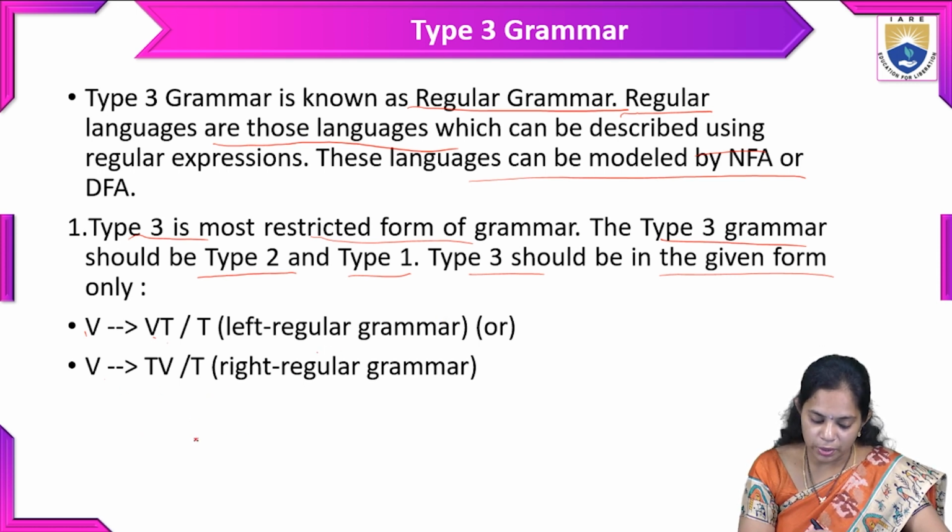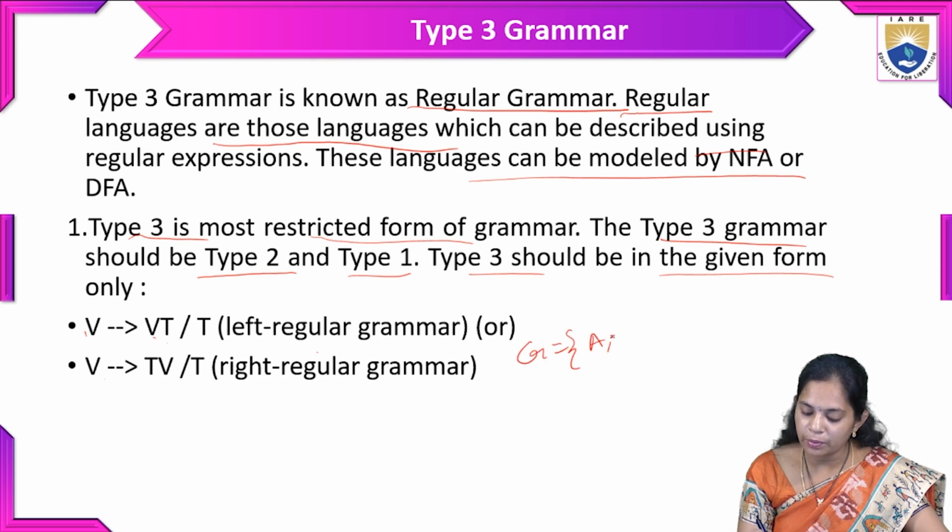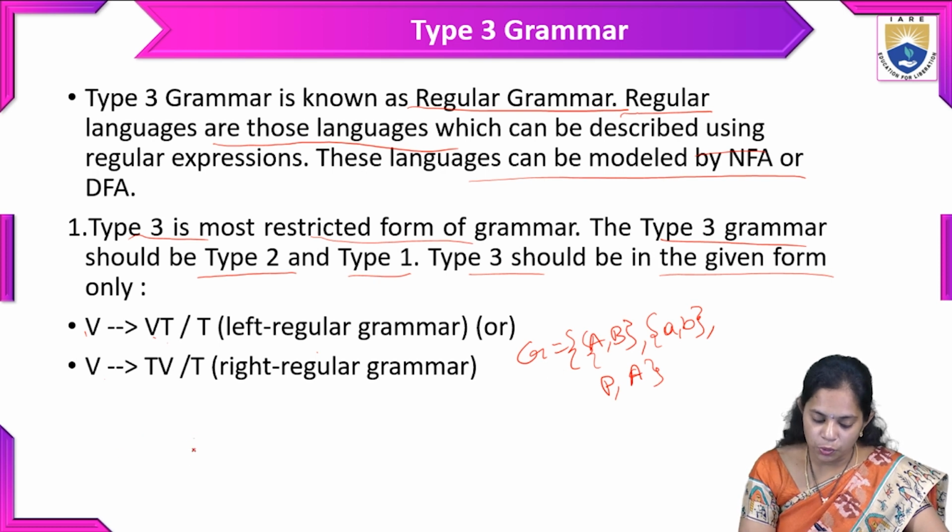So here for this one, suppose we take one grammar with A, B as variables, terminals a, b in small letters, and the production rules. P is the production rules, and S is the starting symbol. So A tends to VT, where V is a variable. B we will write again as B, and T is nothing but a. And this is one type of grammar, which is a left regular grammar.